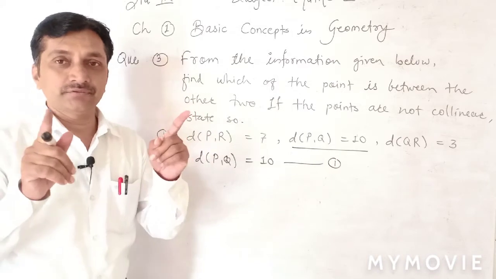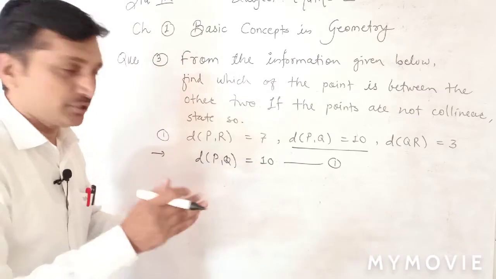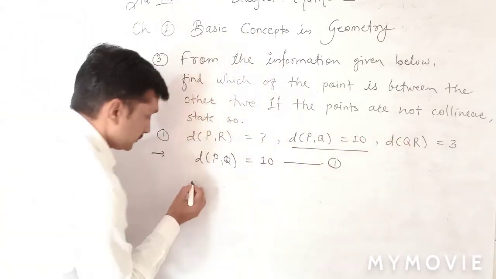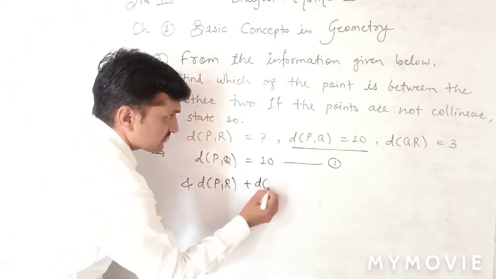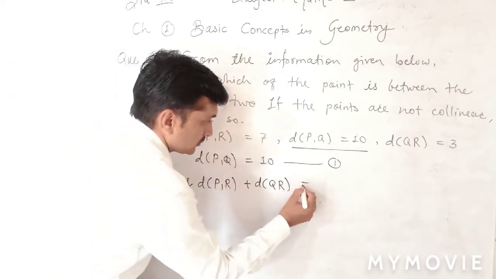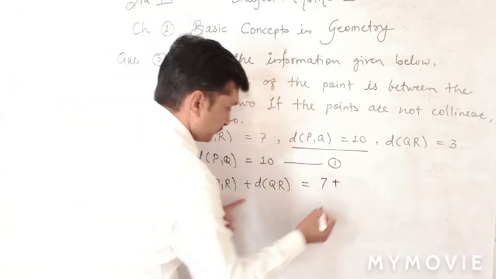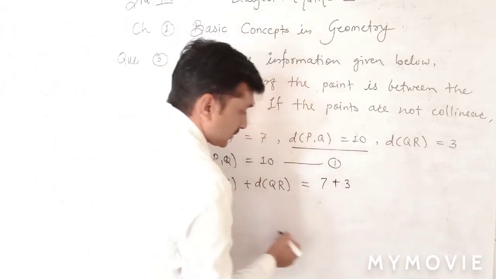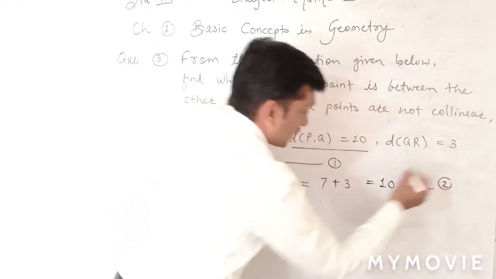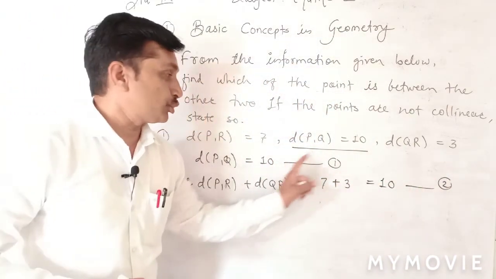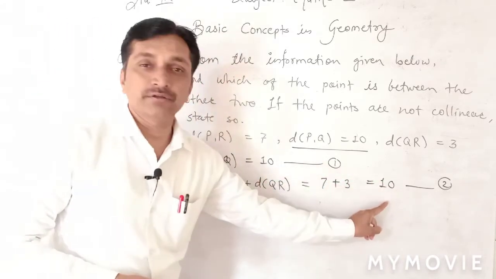Now 2 are left. Write the sum of the remaining 2. Distance PR plus distance QR is equal to 7 plus 3, which is 10. Give it number 2. Now you see 1 and 2, both values are the same. Here 1 is 10 and the second is also 10.